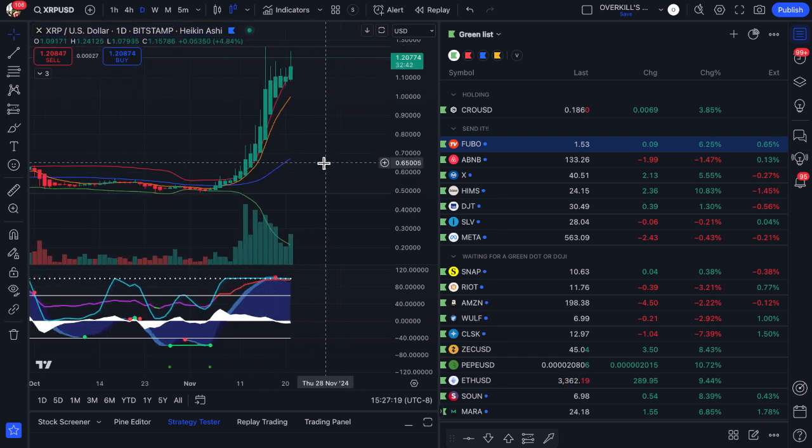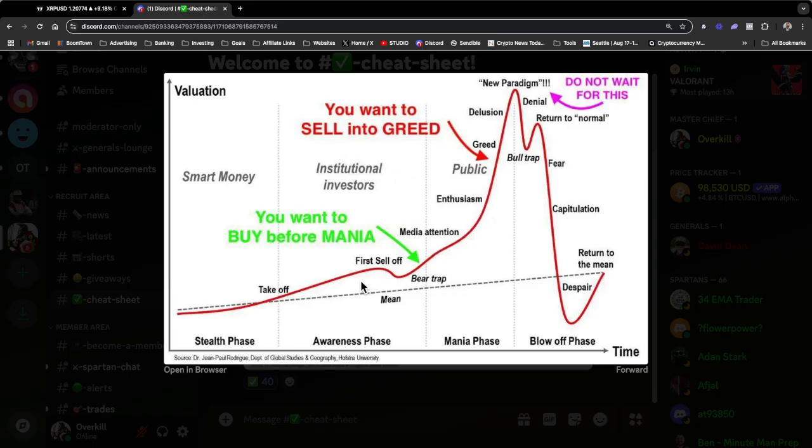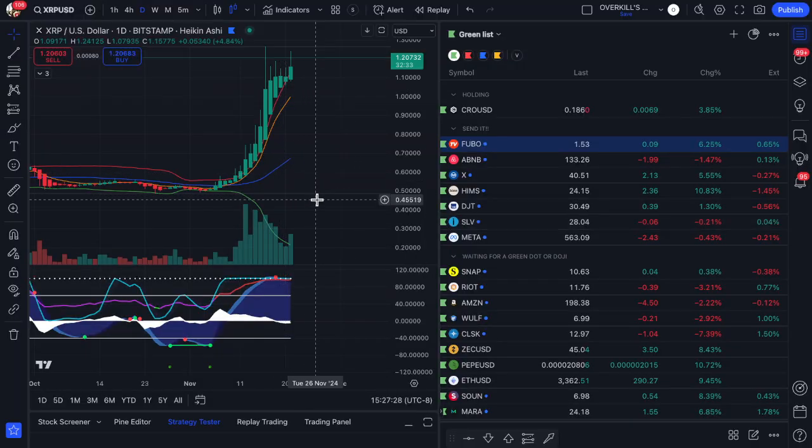But I'm not losing sleep over it, guys. Because, again, consistency is what I'm shooting for. I'm not trying to hit a home run every time I get up to the plate. I'm trying to get on base. Consistency is the key to trading.